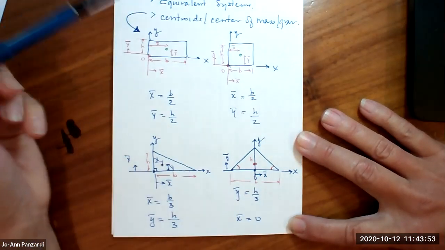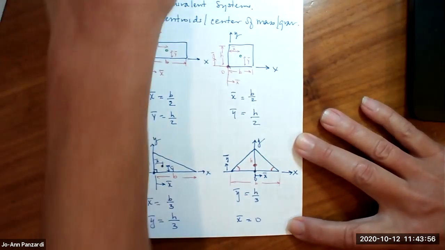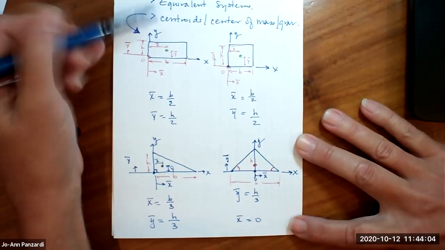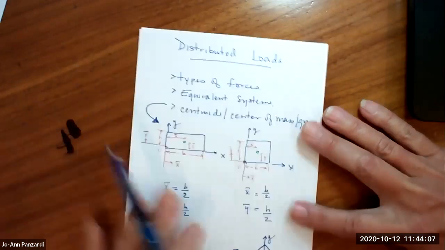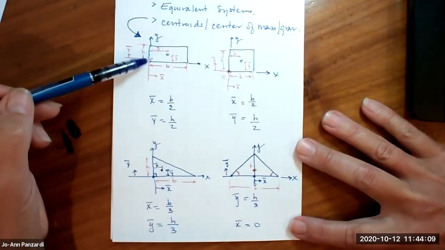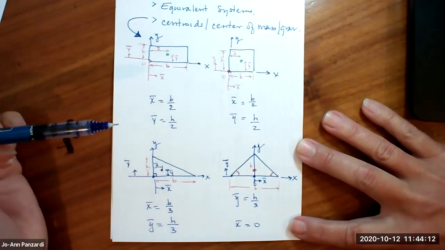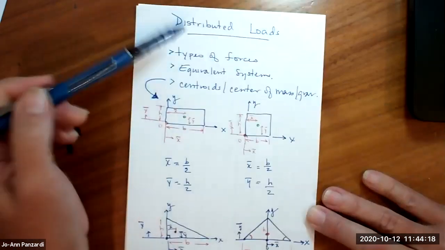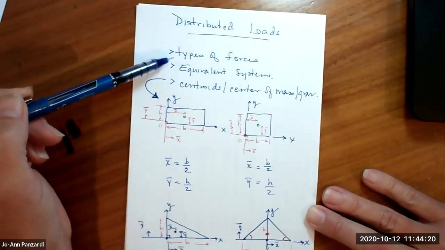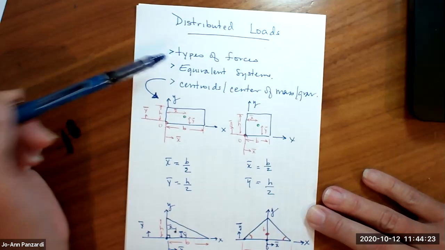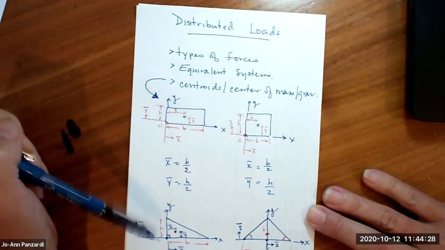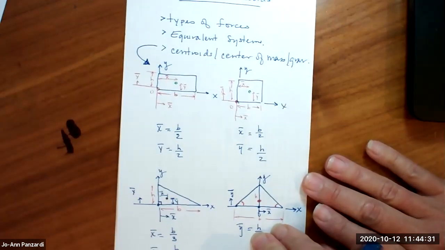Okay, so like I mentioned, we're going to have a whole topic, a whole class devoted to centroids and center of mass later on this semester. But in order to work on distributed loads, we need to be comfortable with finding the centroid of a rectangle and a square in these two types of triangles. Okay, so in starting with distributed loads, we're going to start with types of forces that we've seen already, that we've been introduced to, and then we're going to talk a lot about equivalent systems, and then we just need to know the centroids of these 4 bodies.